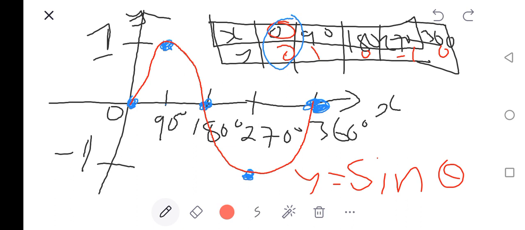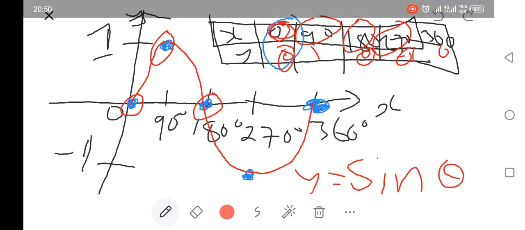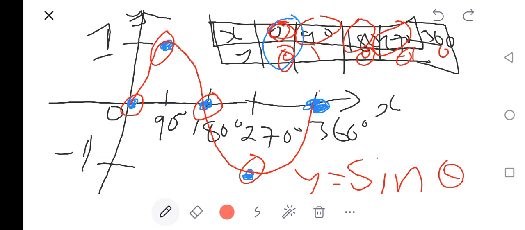You only put the points where you're finding the answers. Like here we found 0,0, so that's why we have put it here. 90,1 it is here. 180,0 it is here. 270,-1 it is here. 360,0 it is here.